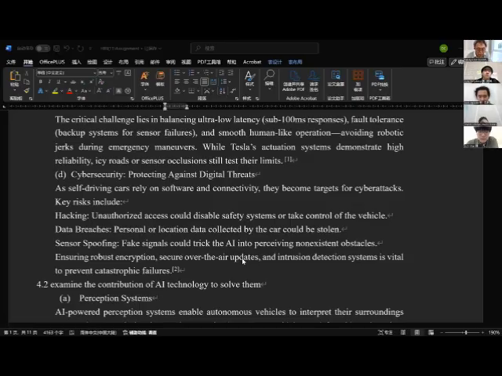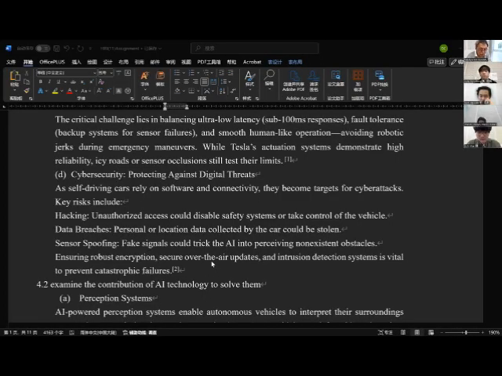Cybersecurity, protecting against digital threats. As self-driving cars rely on software and connectivity, they become targets for cyber attacks. Threats include hacking, unauthorized access that could disable safety systems or take control of the vehicle; and data breaches, where personal location data collected by the car could be stolen.